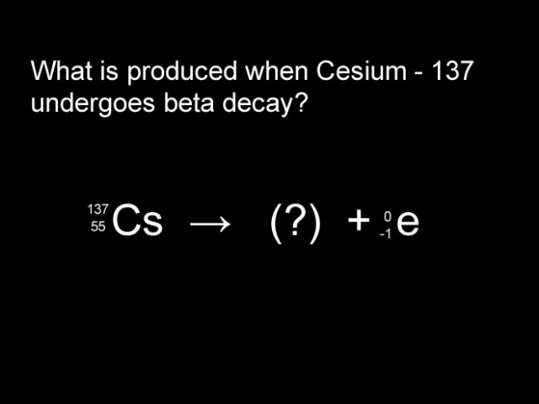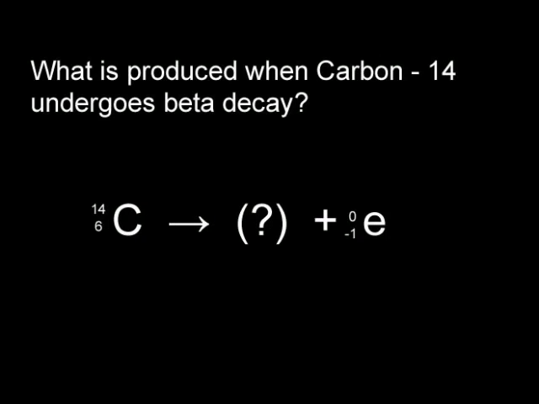What happens when cesium-137 undergoes beta decay? Turns into barium-137. What happens when carbon-14 undergoes beta decay? Turns into nitrogen-14. Notice the atomic mass stays the same, but the atomic number goes up by 1.